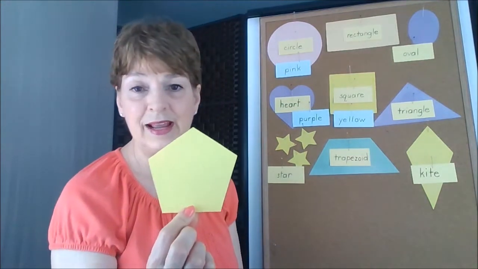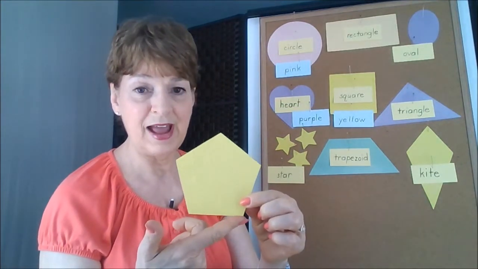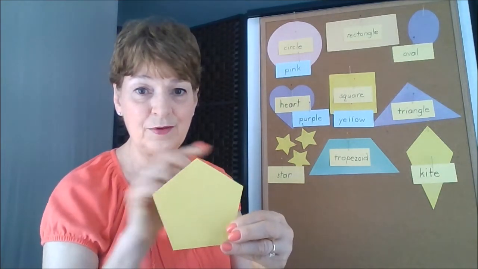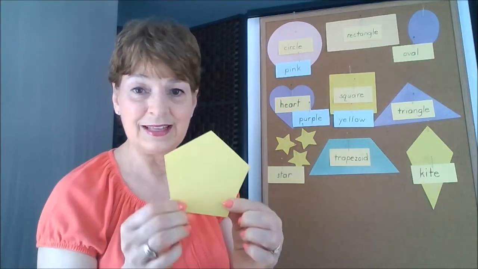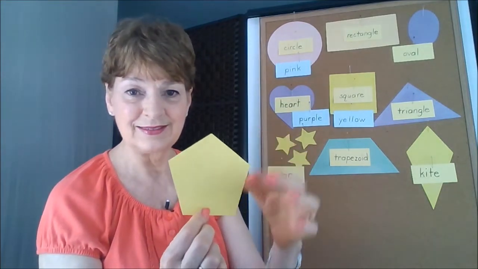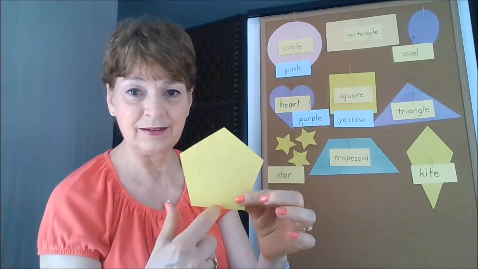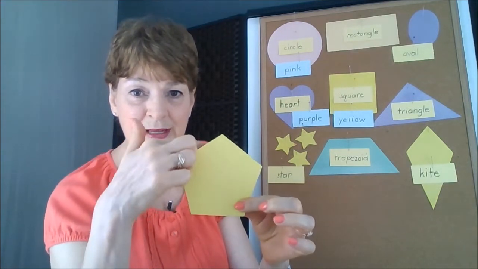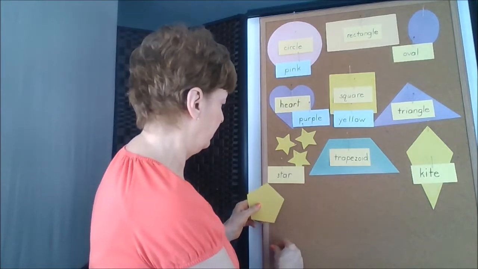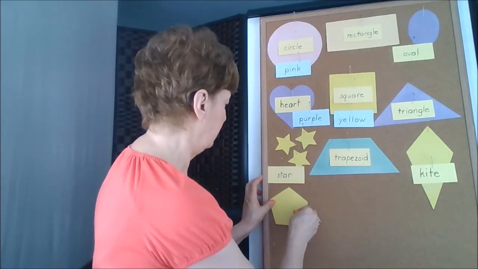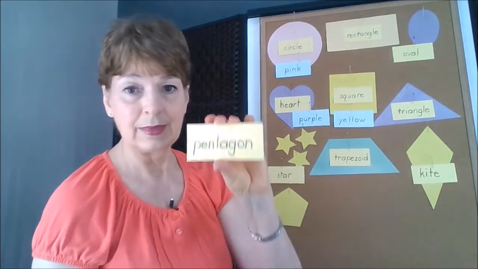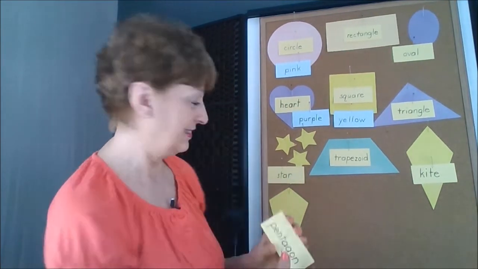Here we have a shape with 5 sides to it. 1, 2, 3, 4, 5. This one's called a pentagon. It looks a little like a house, doesn't it? Can you see if I put a door here? And this is the roof. Maybe it needs a chimney too. Pentagon.